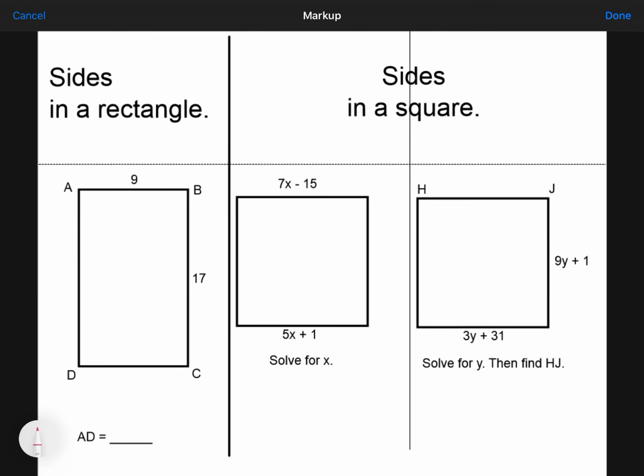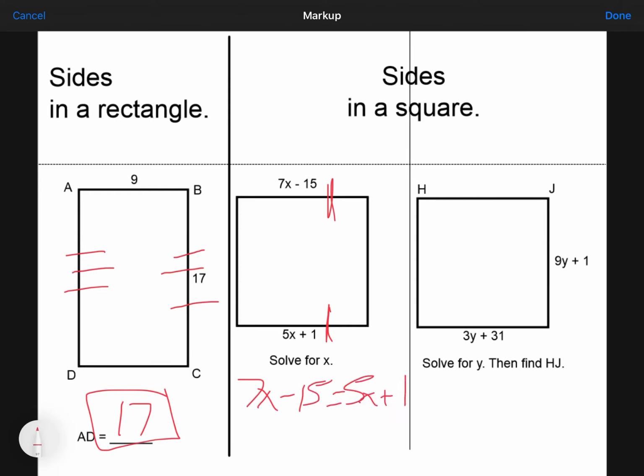Now the easiest thing here is, hey, how big is AD? I see the number 9, I see the number 17. Do I add them? Do I subtract them? Do I set them equal to 180? Do I subtract from 180? Do I do something with 90? Nope, none of them. Sides in squares and rectangles, the opposite sides are just equal. No problem. Sides in squares and rectangles, opposite sides are just equal.